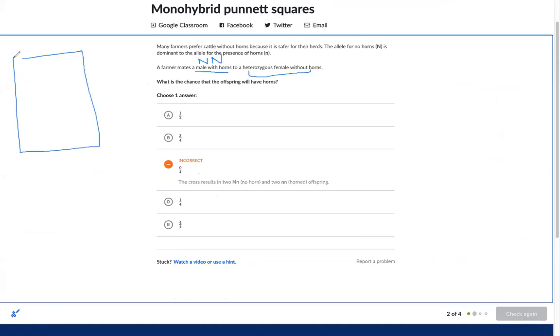All right, so let's look at that again. They're telling me that the male is also heterozygous. So our Punnett square now is going to look like this. All right, go ahead and do your Punnett square again and see if you come up with a different answer, okay? It's 3/4.